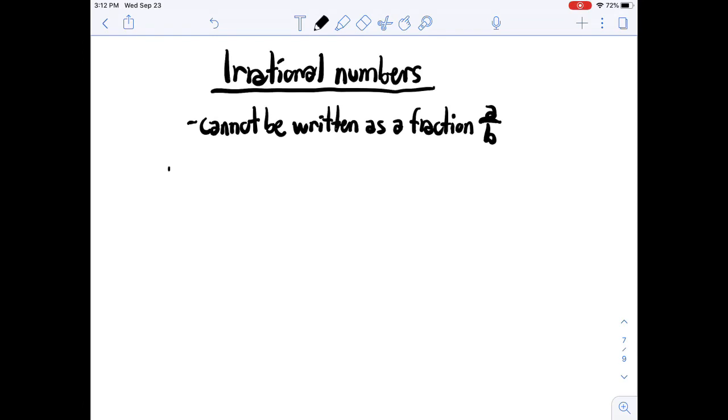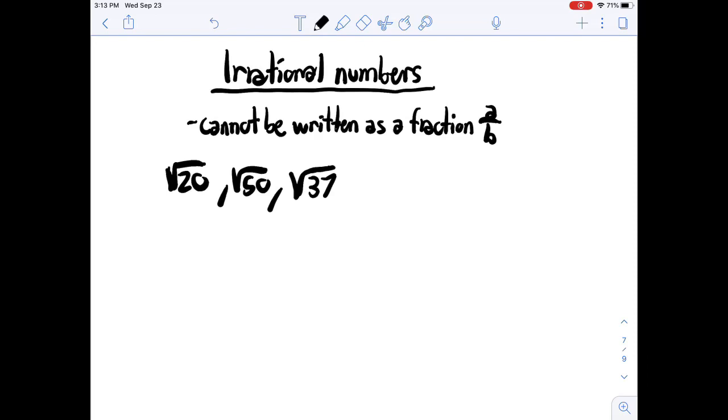So square root of 20, square root of 50, square root of 37. If you were to punch this into your calculator, you would get a really, really long decimal, and it would go on forever and it wouldn't end. So non-perfect squares are irrational numbers like the ones shown here.